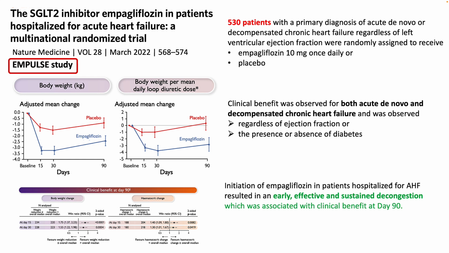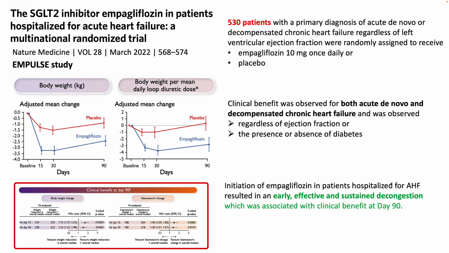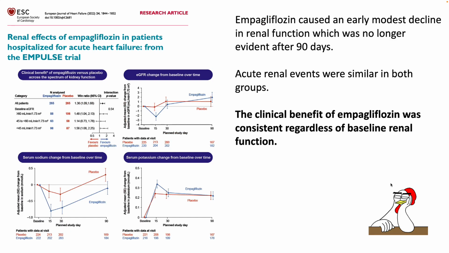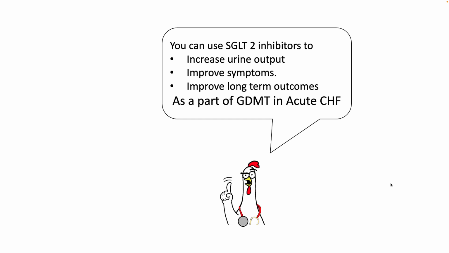EMPULSE study was the largest study studying SGLT2 inhibitor compared to placebo. They found that SGLT2 inhibitor resulted in significant loss in body weight, and this clinical benefit was even evident at day 90. This medication helped patients regardless of their ejection fraction or presence or absence of diabetes. SGLT2 inhibitors are also beneficial regardless of the baseline renal function. They do not affect serum sodium or potassium significantly. So you can use SGLT2 inhibitors to increase urine output, improve symptoms, and improve long-term outcomes as a part of GDMT in acute heart failure.